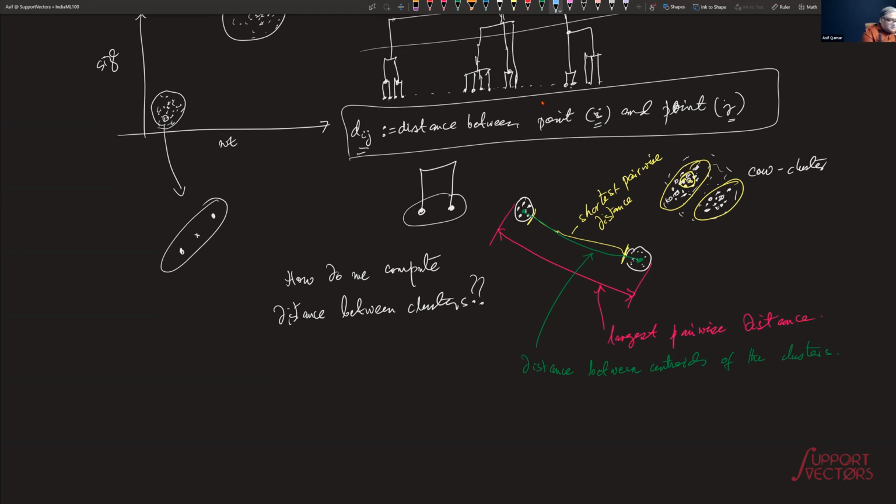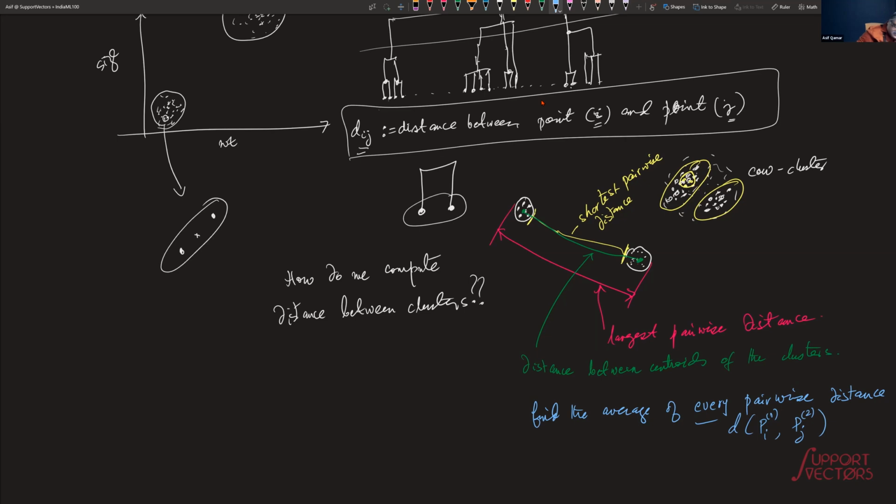What you can do is more rigorous. You can say, find the average of every pairwise distance, where a pair is a point i belonging to cluster 1 and a point j belonging to the second cluster, right? So you're finding the distance between these two, for every pair.